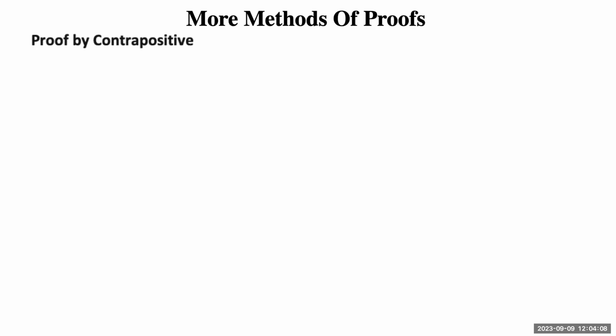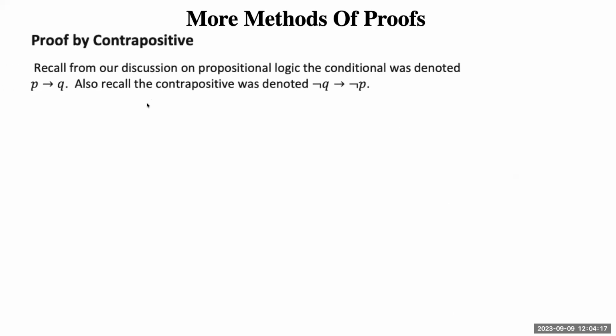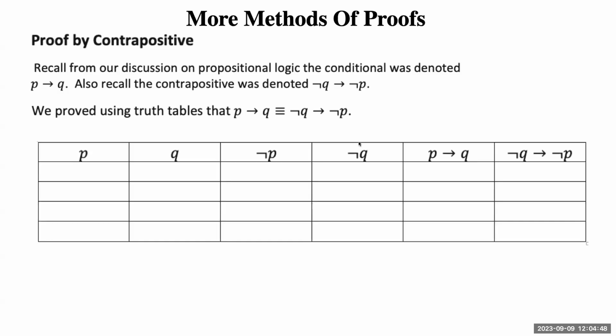The next indirect proof style we're going to do is something called proof by contrapositive. So recall from our discussion in the propositional logic section, the conditional was denoted P implies Q, P arrow Q. Also recall that the contrapositive was denoted as the negation of Q implies negation of P. Further, we proved using truth tables that P implies Q is logically equivalent to not Q implies not P. So let's replicate that proof.